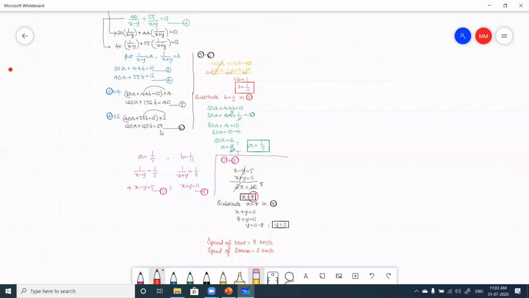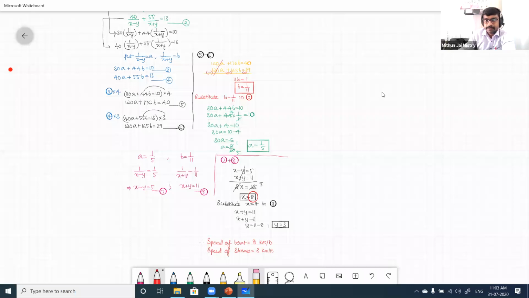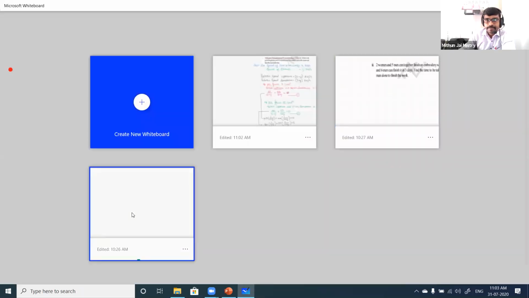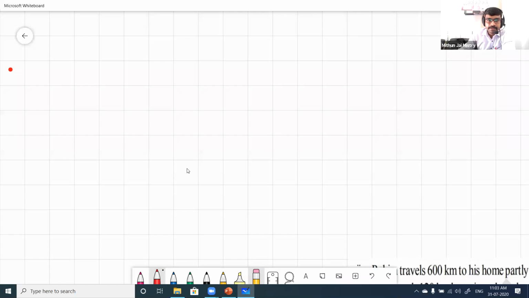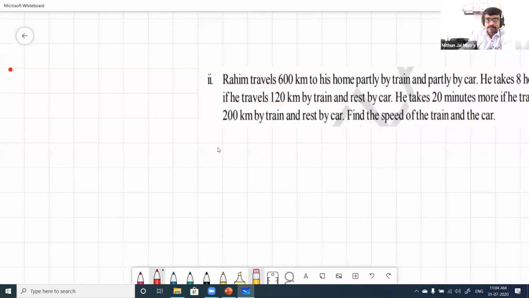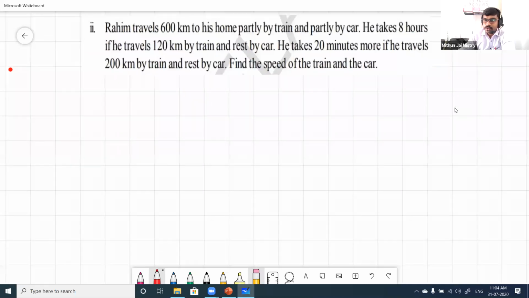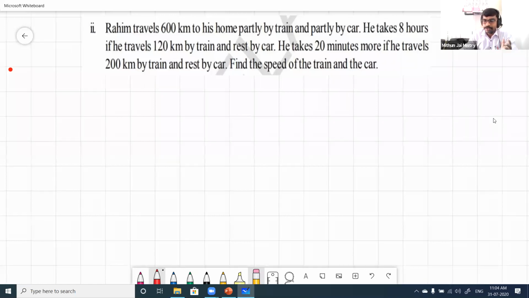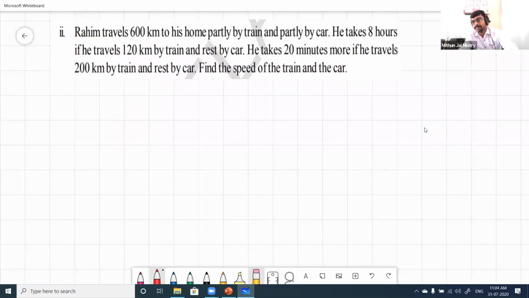Thank you. So now let me take you to the second question. See, beta, the same sort of questions are also available in your examples. Without seeing the examples, actually we should not come here, but as per the situation, we are directly coming here. So I request you to go through the example sums also.